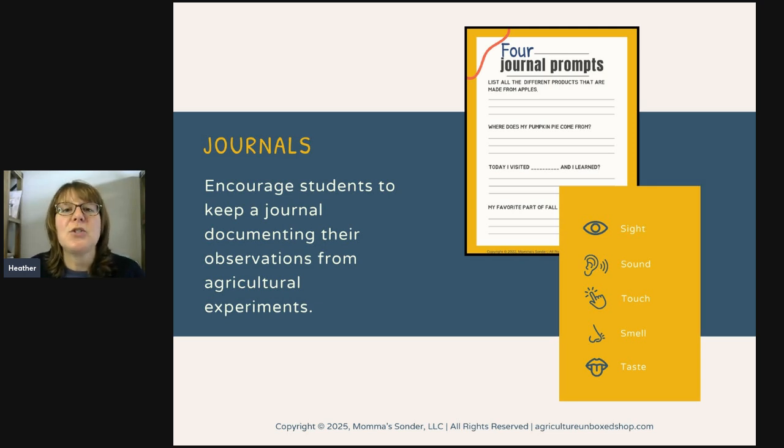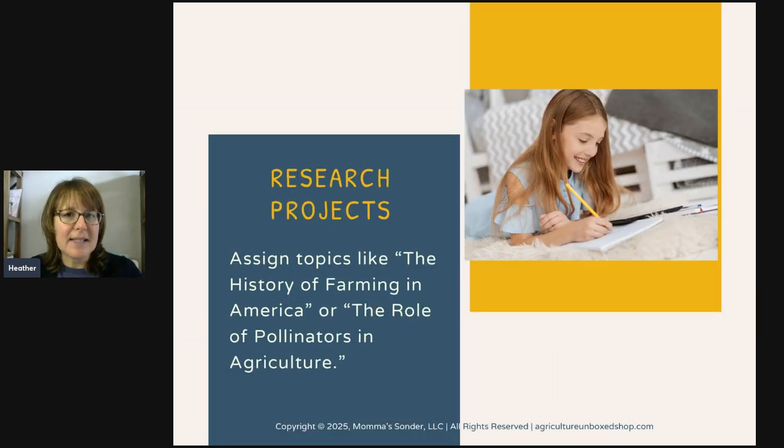They like journaling, so you can encourage your kids or students to document what they're observing with experiments, journal prompts, using their senses to describe what they're seeing. So using sight, sound, touch, smell, and taste, and writing about those in journal prompts so that they can write that down and learn about the different ideas. So writing their experiences is one way.